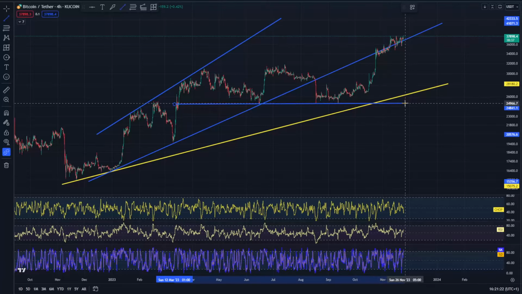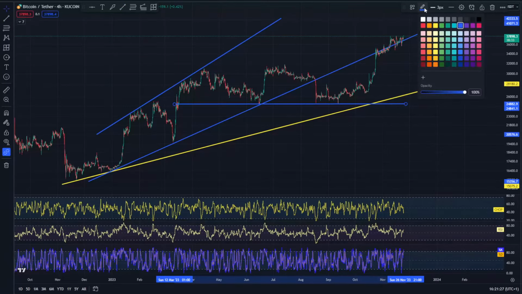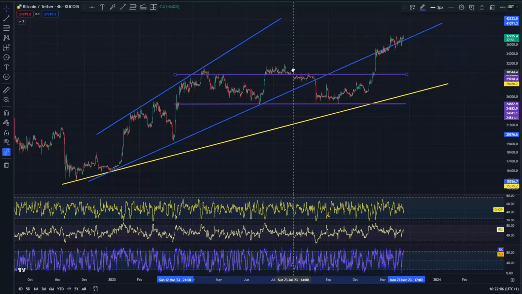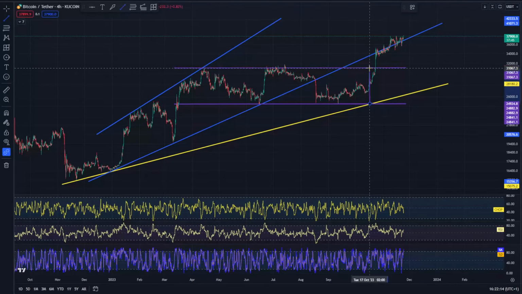And here we can use the purple lines to define a sideways trend channel, from which the exit from the top resulted in a price increase at a level similar to the height of the specified channel.